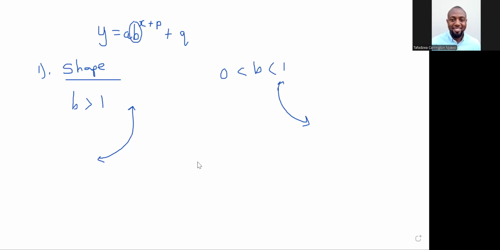That's basically as far as the shape is concerned. And this q here, y is equal to q, is our horizontal asymptote. That gives us the horizontal asymptote. All right, so let's make it practical and get into some examples.